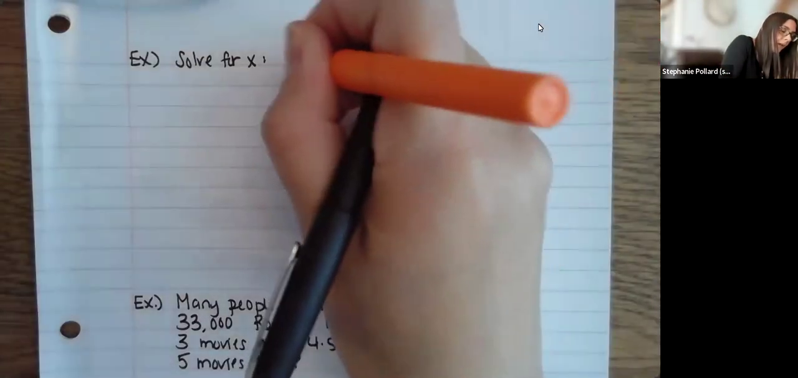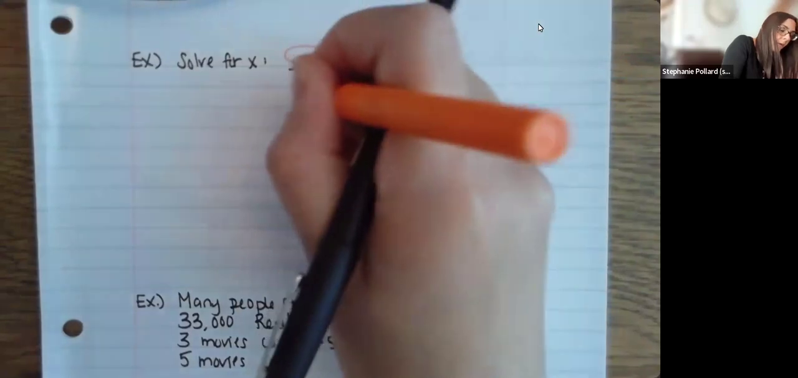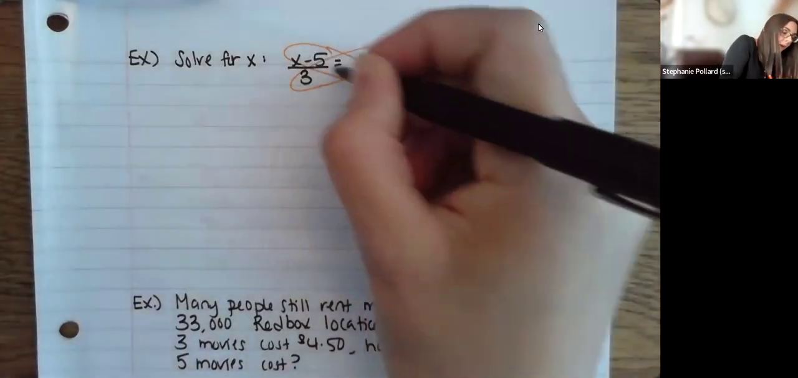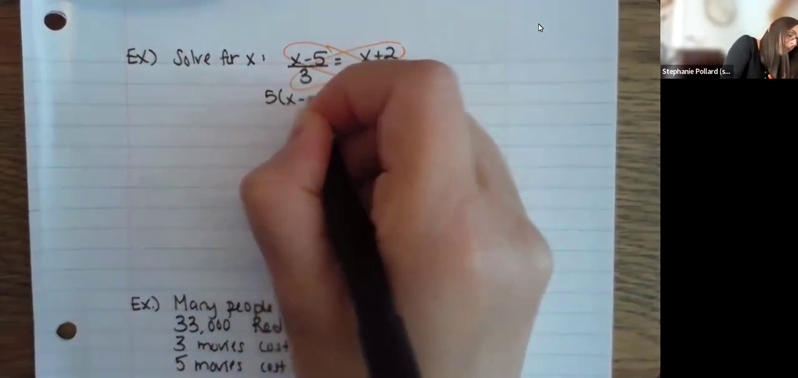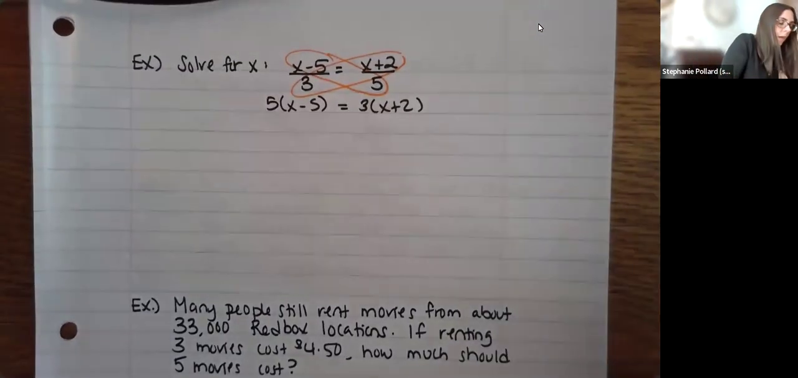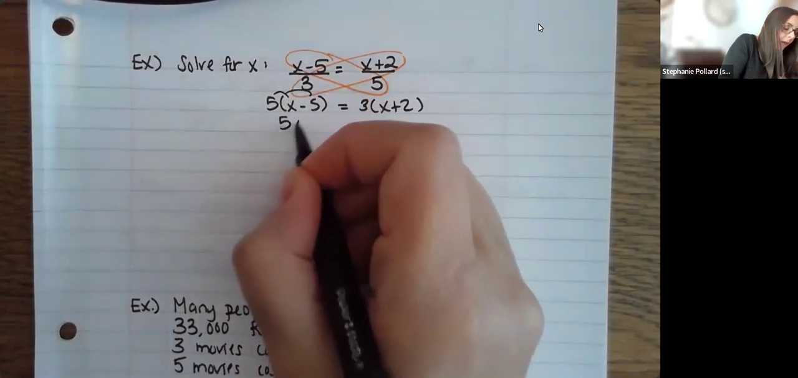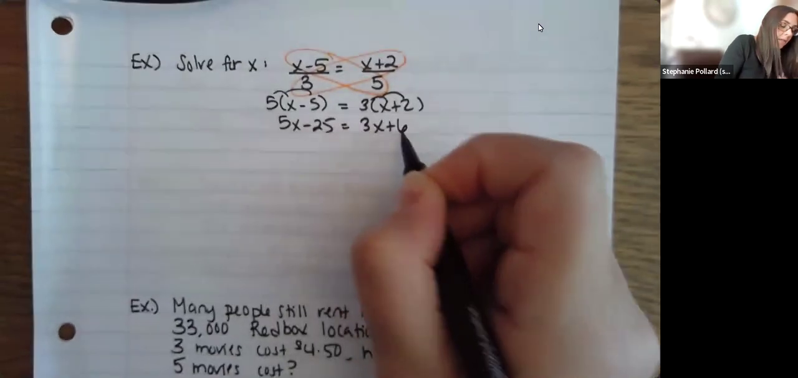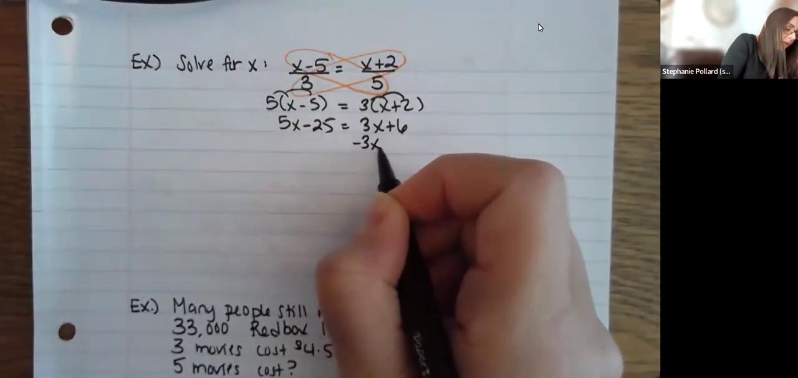So you multiply this way, and then you multiply this way. When I multiply this way, I have 5 times x minus 5. And this way I have 3 times x plus 2. You do want to be a little careful. You're going to have to distribute here as we multiply. So I have 5x minus 25, and here I have 3x plus 6. I can subtract the 3x from both sides. I can add the 25 to both sides.